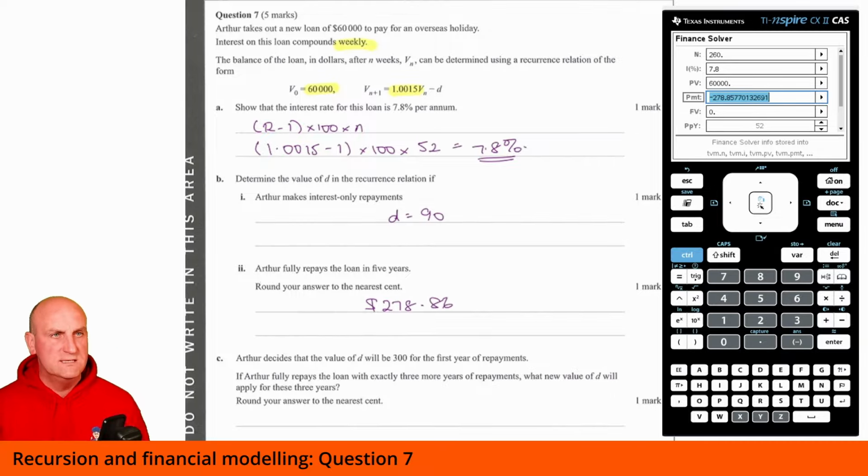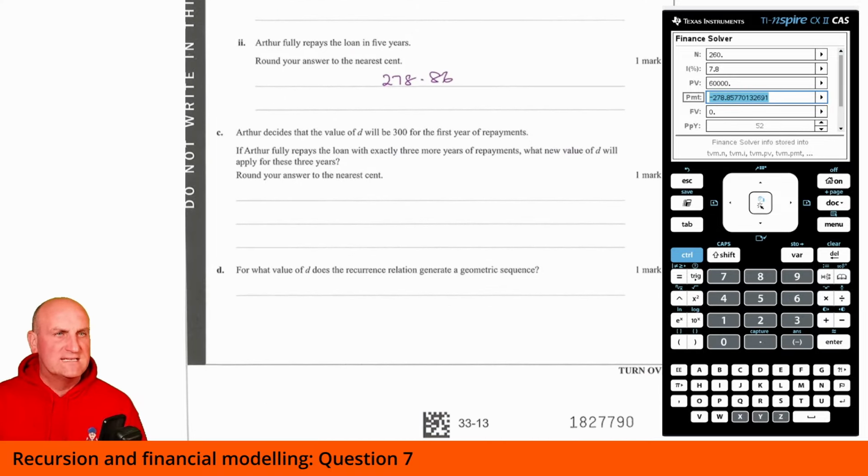Round your answers. Determine the value of D in the recurrence relation if Arthur makes interest-only repayments. $90 makes D 90. And I'm going to take that dollar sign off for the moment, but yeah, I don't know. That feels like I'm splitting hairs, and I don't have many hairs left.